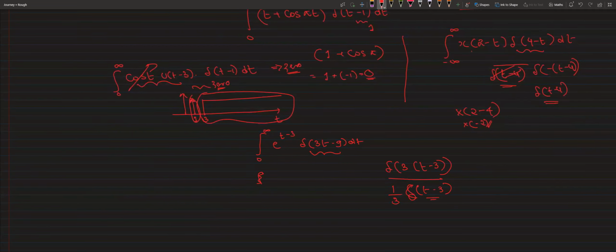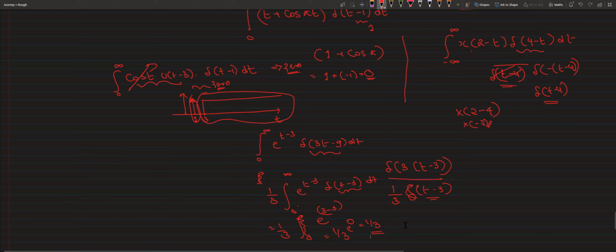Second property we have studied, correct? So now this will become 1 by 3 into the integral from 0 to infinity of e power t minus 3, delta of t minus 3, dt. So 1 by 3 is outside. It is delta of t minus t naught, same. So e power 3 minus 3, because for x of t, delta of t minus t naught, substitute t with t naught. This will become 1 by 3 into e power 0, which is equal to 1 by 3.